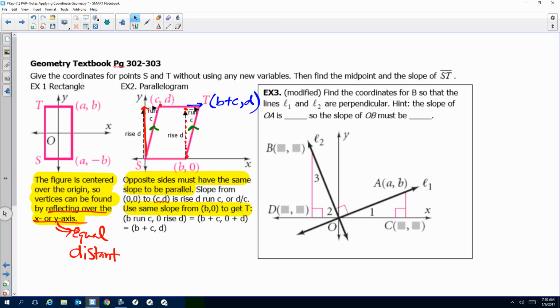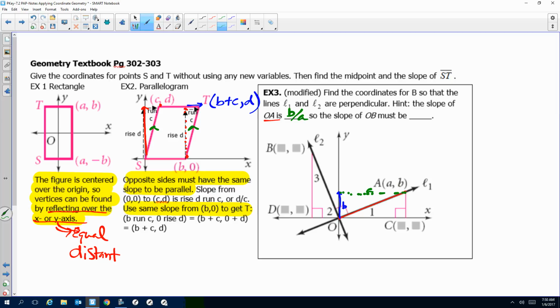OA is this segment here, and I can get to that by having a rise, that would have to be B, and a run of A. So the slope, rise over run, will be B over A.